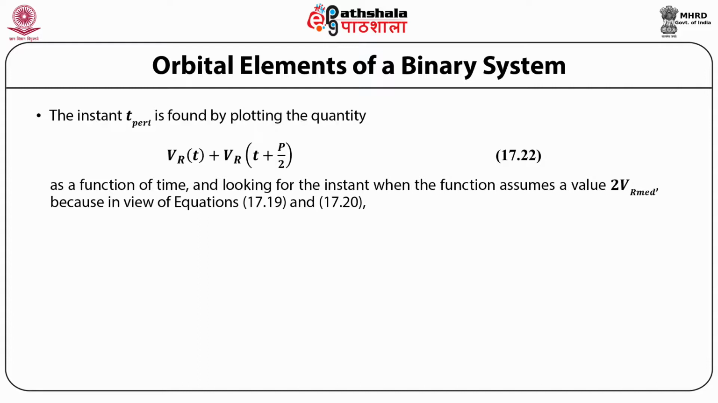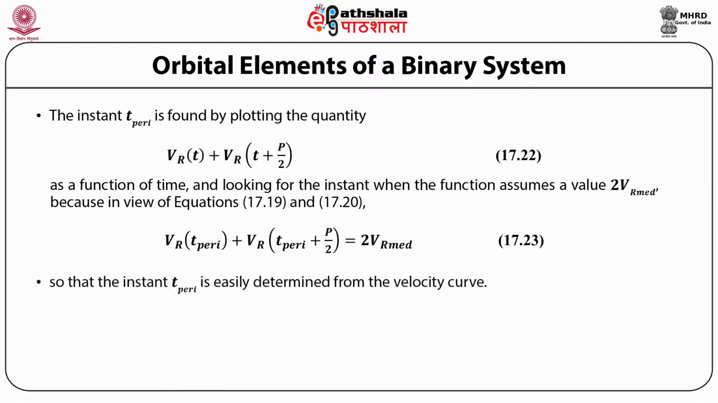Because in view of the equations Vr peri and Vr apastron, we can write Vr as a function of t peri plus Vr as a function of t peri plus p by 2 equal to 2 Vr median, so that the instant t peri is easily determined from the velocity curve. Masses of stars of a spectroscopic binary system.